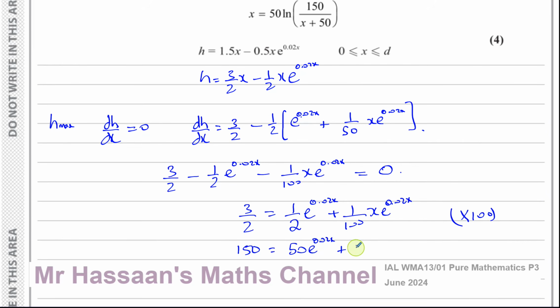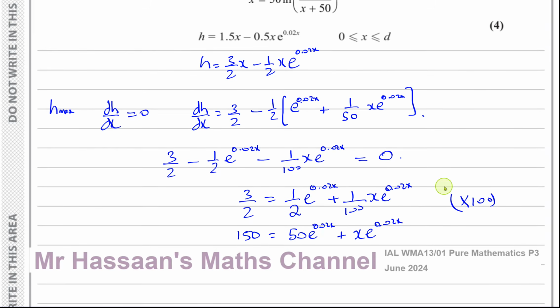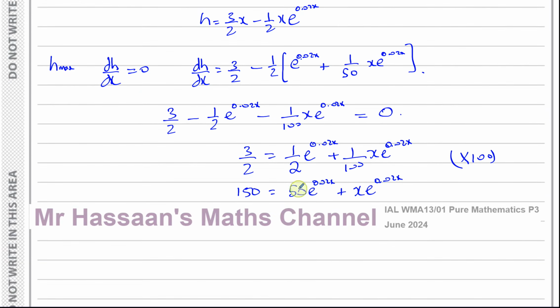So this is, as I said, going to be x times e to the power of 0.02x. So we have an x here, and we have an x in there. Of course, it's the x in the power of e that has been made the subject. That's why we ended up with ln. Okay, so what we're going to do now is take out e to the power of 0.02x as a common factor of these two terms.